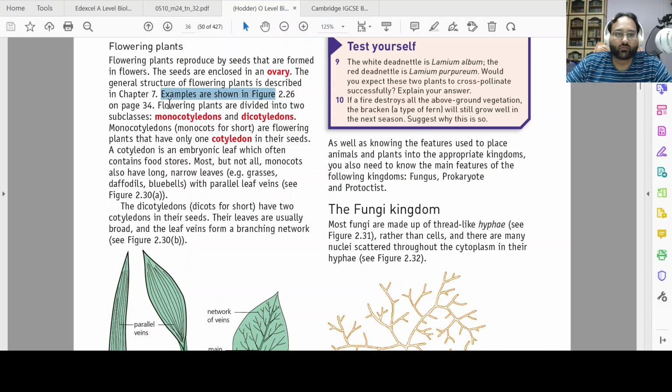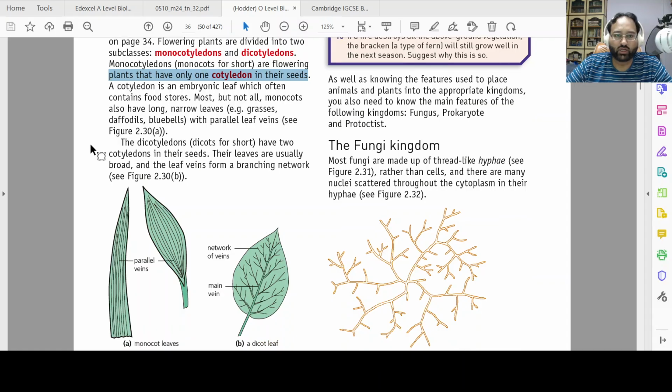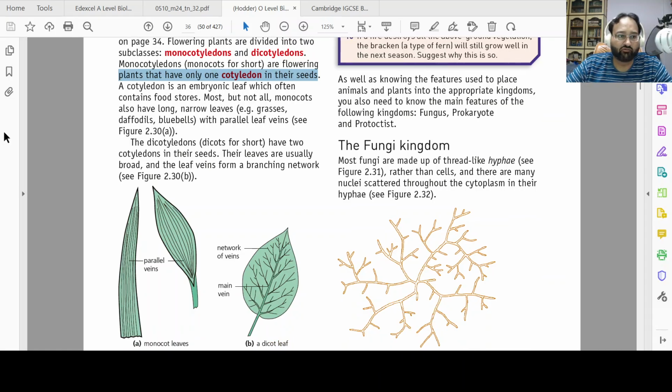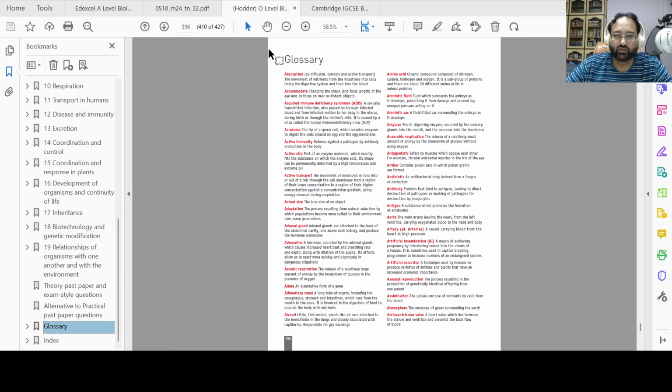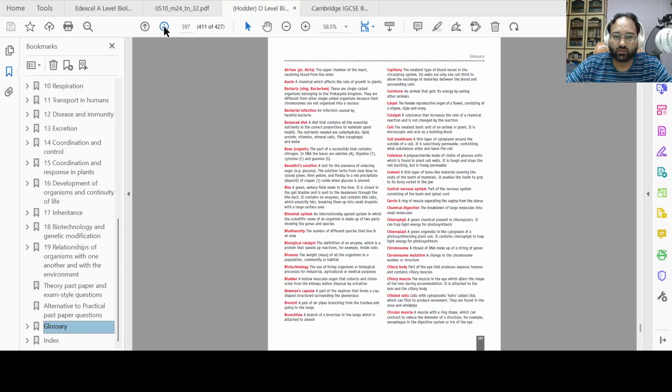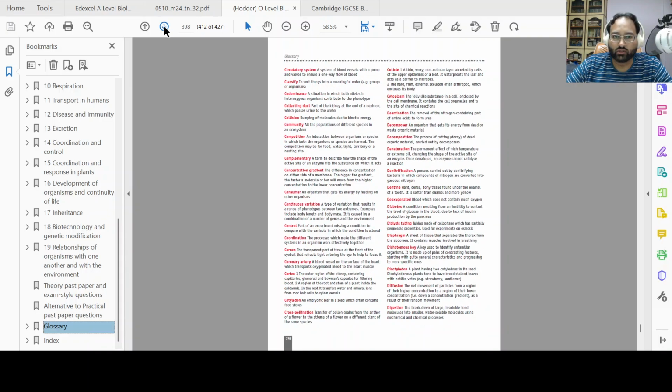Okay. Flowering plants are divided into two subclasses, the monocotyledons and the dicotyledons, right? The monocotyledons, and you can say monocots for short, are flowering plants that have only one cotyledon on their seed, right? So again, what exactly is a cotyledon? We will come across that later in chapter 16, I believe, when we talk about the development of organisms. Also, if you're really curious, we can jump to the glossary and we can check it out over here.